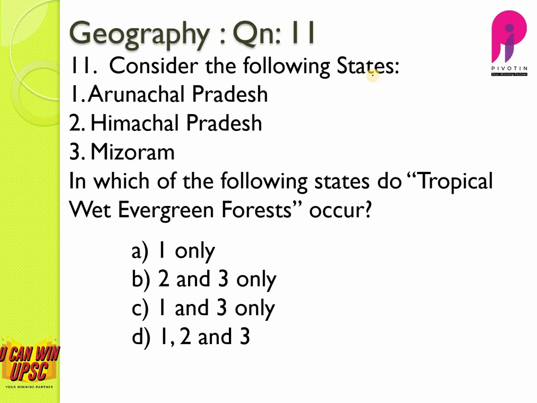Question number 11. Consider the following states: Arunachal Pradesh, Himachal Pradesh, and Mizoram. In which of the following states do tropical wet evergreen forests occur? You can directly avoid Himachal Pradesh because it has temperate climate. In Arunachal Pradesh and Mizoram, tropical wet evergreen forests are there. Mostly the evergreen forests occur in the northeast, the Western Ghats, and also in Andaman and Nicobar Islands. So the answer here is actually C, 1 and 3.